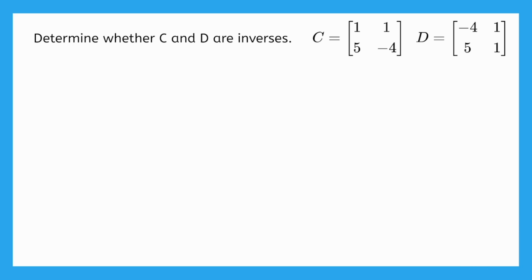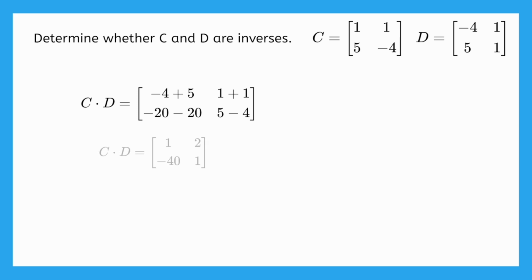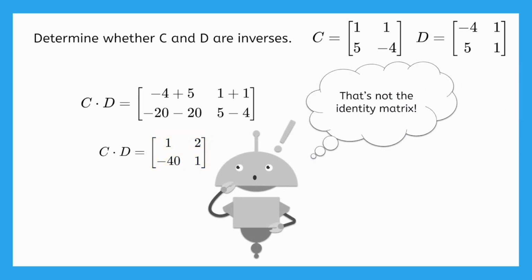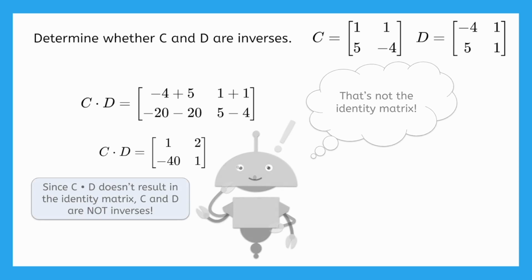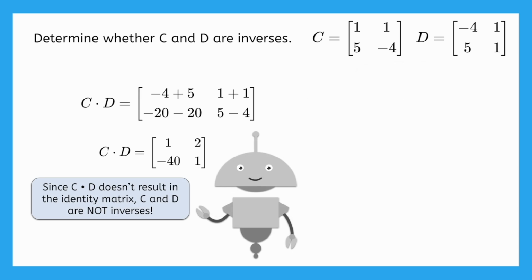Let's see how you did. I started with C times D, which gave me negative 4 plus 5, 1 plus 1, negative 20 minus 20, and 5 minus 4. This simplifies to 1, 2, negative 40, and 1. Is this the identity matrix? No, it's not. Even though we have ones on the diagonal, these other elements are not 0. What can we conclude from this? C and D are not inverses. It also means we don't have to bother with D times C since both directions must result in the identity matrix in order for two matrices to be inverses.